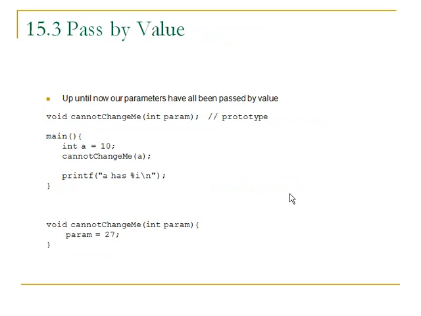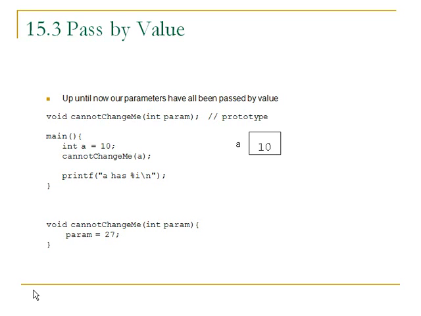This isn't one. This is an example of calling a function with a parameter that can't be changed. So the name of the function is cannotChangeMe, and it takes one int parameter. When we pass the variable a into this function, we pass in the value 10. So look at the function call. The name of the parameter is param, and we assign that local variable to 27.